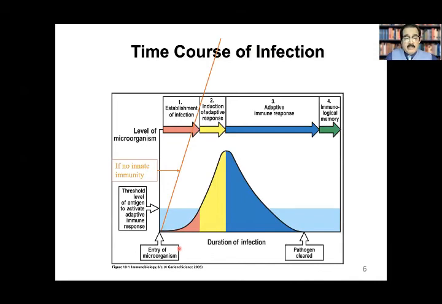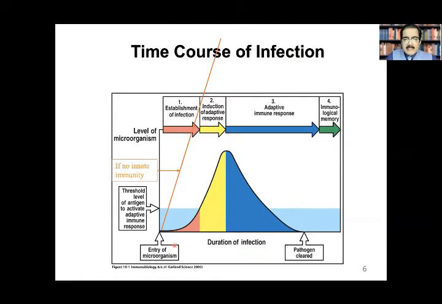And so this shows you a duration of infection and the level of microorganism. So the organism comes in, it divides, it gets to a high number, and then you need to knock that down to a threshold level by the innate immune responses. Only then can your adaptive immune system start, okay?